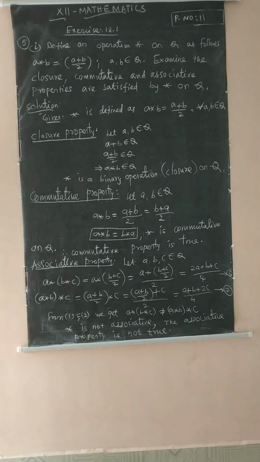It is a very easy one, students. We have to check closure, commutative, associative. Closure and commutative are true, but associative is not satisfied. Okay.